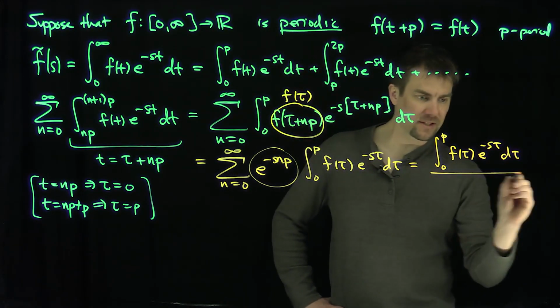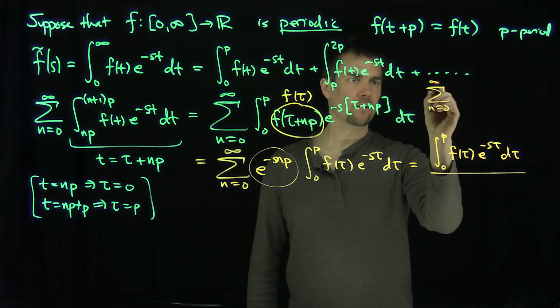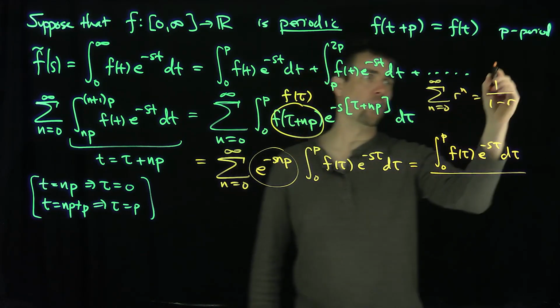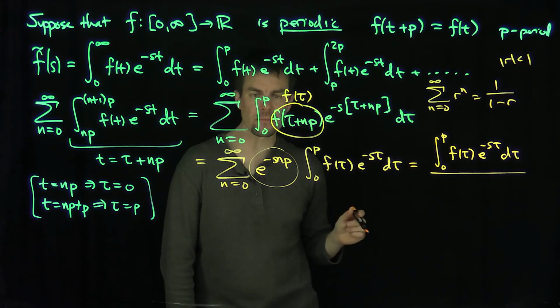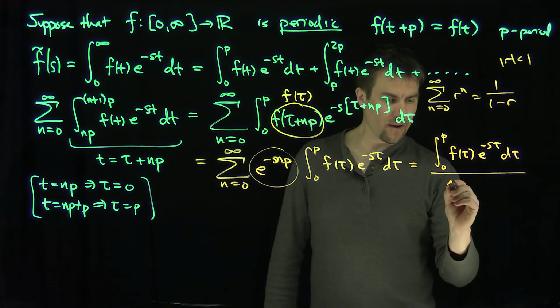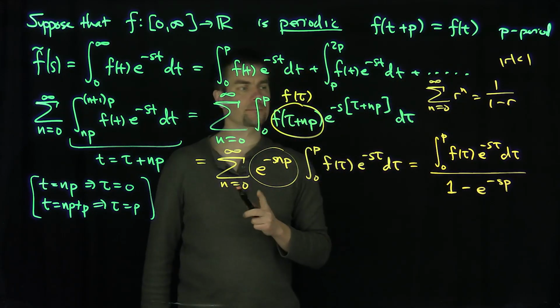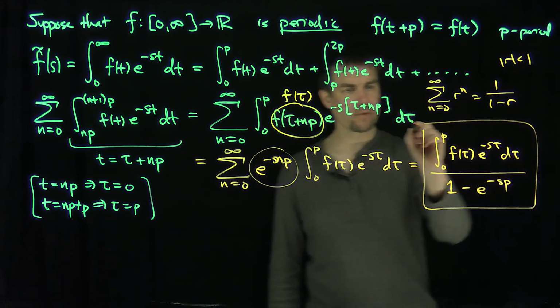Divided by, if I sum up this series, and if we recall the sum, n goes from 0 to infinity of r to the power n is just 1 over 1 minus r, provided that r is less than 1 in absolute value, which e to the negative sp is, certainly if s is greater than 0. And so what we have over here is going to be divided by 1 minus e to the negative s times p over here. Beautiful.